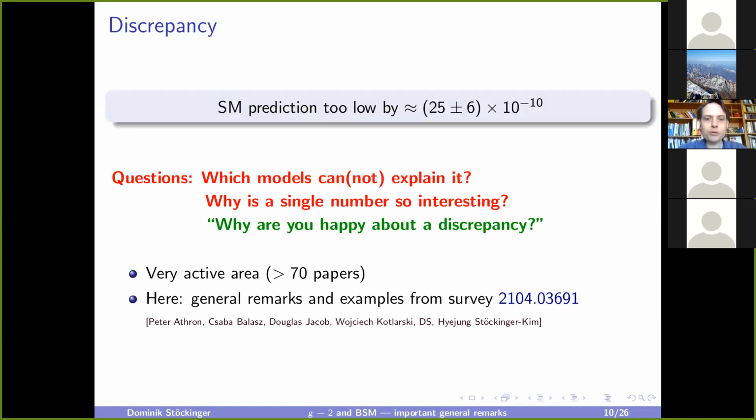What are the questions that I want to discuss? Which models can explain this deviation? As you will see, it's not completely trivial to explain it, and many models fail in explaining it. Why is this single number so interesting? Sometimes people ask, for instance, journalists, why are you happy that there is a discrepancy between the standard model and experiment? These are questions that we can come back to. As you know, this is an extremely active area. In the talk here, I will provide some general remarks, and the examples I give are from our paper, which is a quite extensive survey also from a few days after the experiment.